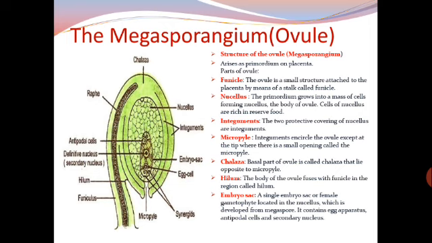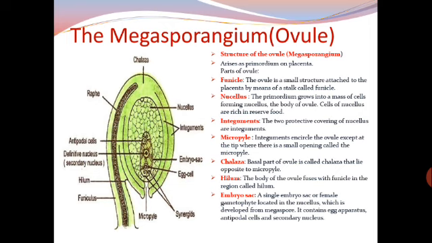Coming to the next, the megasporangium, a very important question from the exam point of view, a 5 marks question, many times asked in the exams. Structure of megasporangium or the ovule. A diagram with a description is required. Now the typical angiosperm ovule has been shown over here.